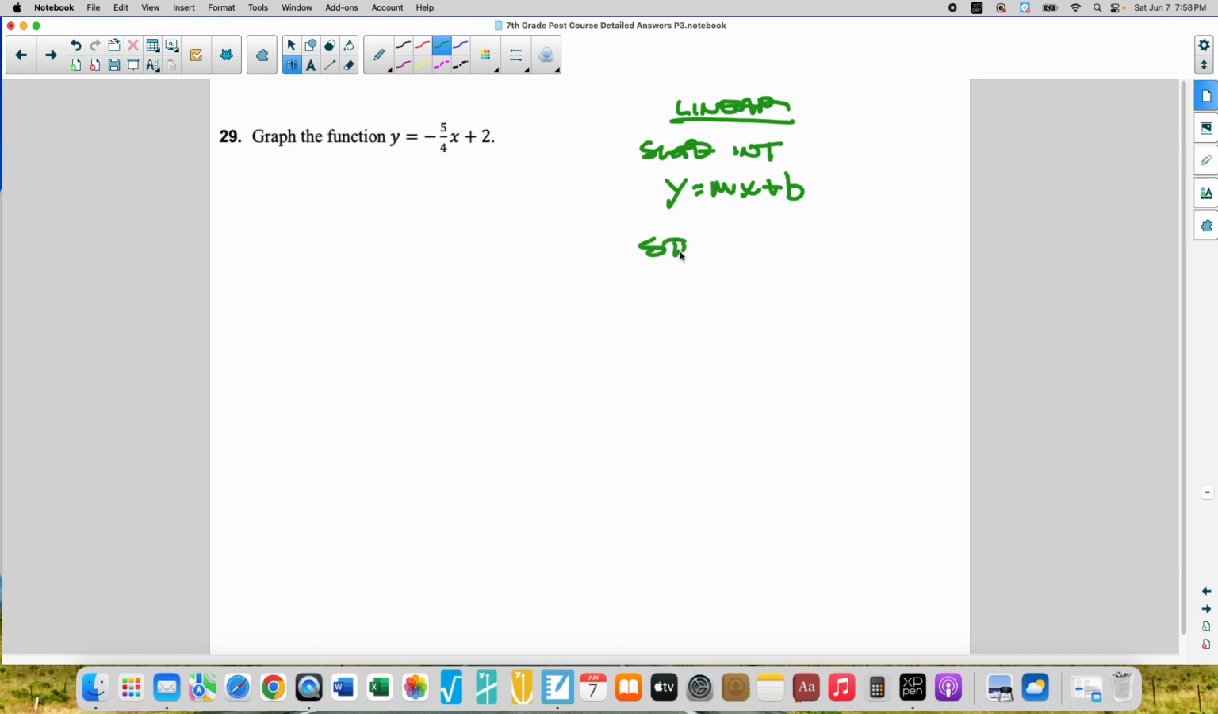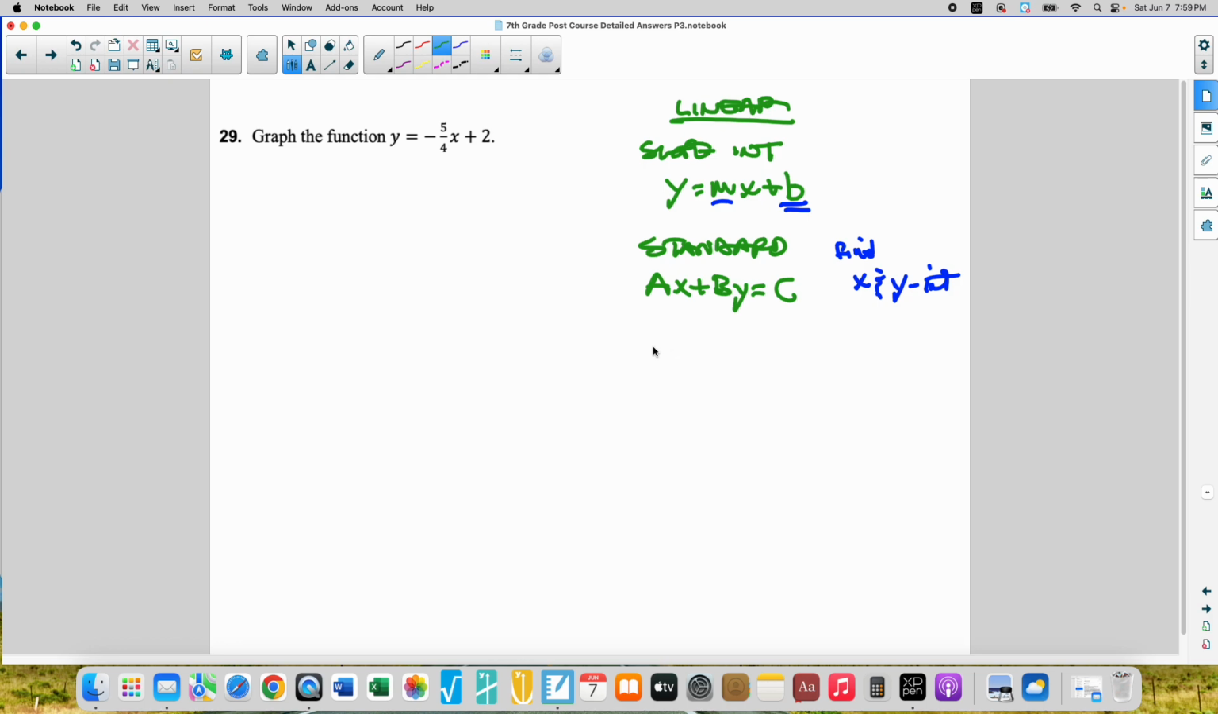We have standard form. Standard form is ax plus by equals c, and none of these values represent anything like the slope or the y-intercept. In standard form, nothing is represented by these variables outside of x and y being coordinates, a point or a solution also. But what we do is find the x and y intercepts when it's in standard form.